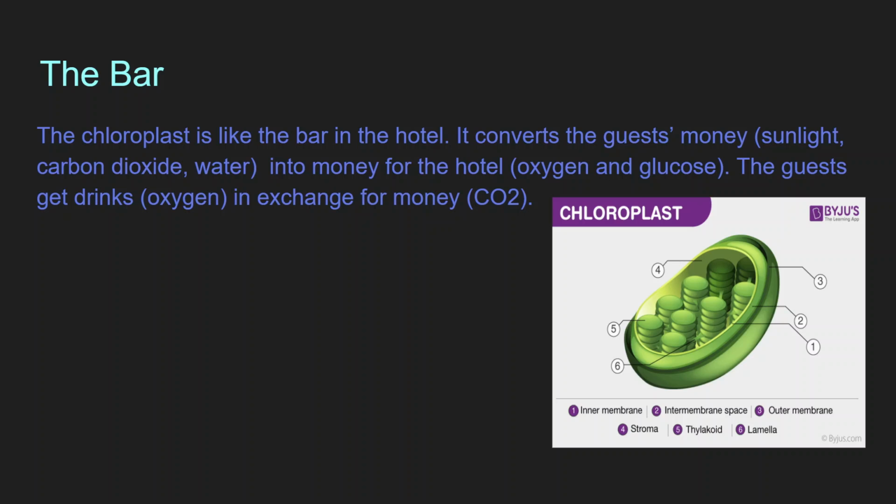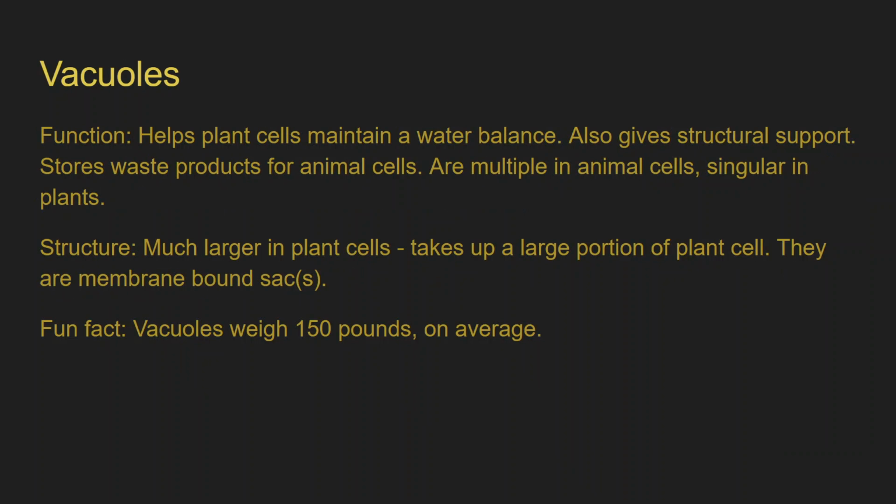The bar. The chloroplast is like the bar in the hotel. It converts the guest money, sunlight, carbon dioxide, water, into money for the hotel, which is oxygen and glucose in this case. The guests get drinks, oxygen, in exchange for money, CO2. So, I kind of compared the little cycle that goes on between the two, like an exchange of money. Thought that was kind of smart.